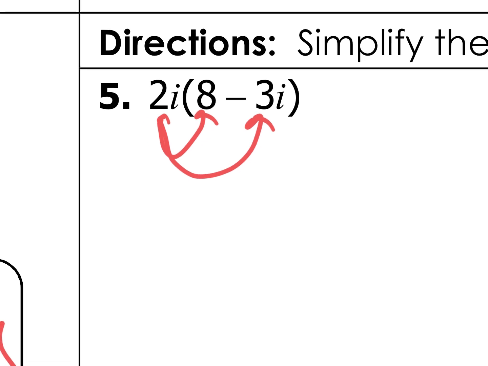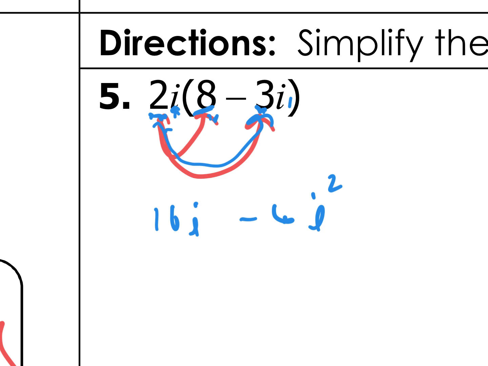So when I do 2i times 8, you just have to handle the 2 and the 8. Keep the i. So what is 2i times 8? 16. 16 what? 16, not i squared, just 16i. They both don't have an i. But when I distribute it to the -3, I have a 2 times a -3. That's a -6. But now I have an i times i squared.